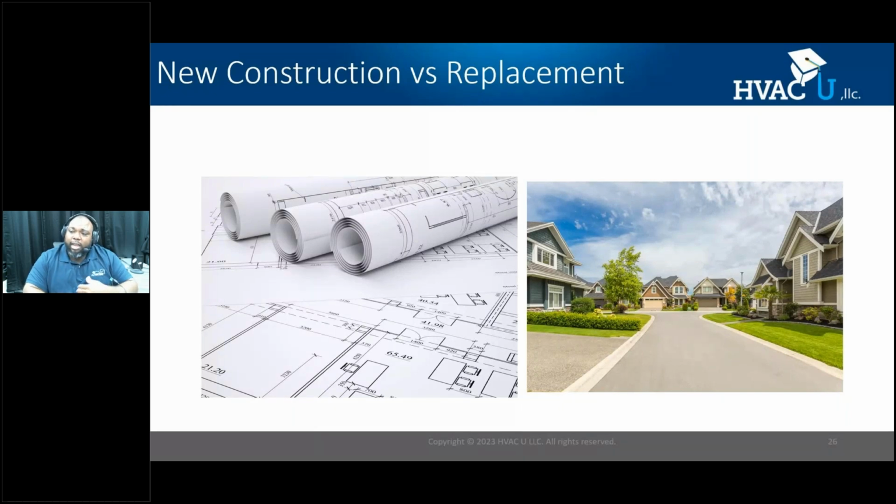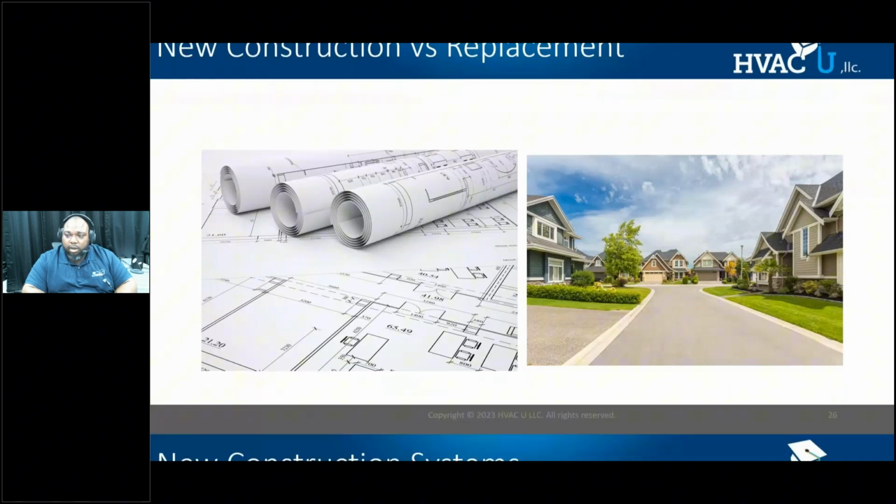Right? Then we have retrofit. Those are existing houses. Those houses typically have a system that's installed, maybe or maybe not installed correctly, or maybe the building codes were not as robust then as it is now. Right? So those are our two markets.